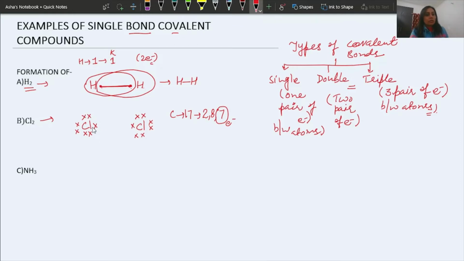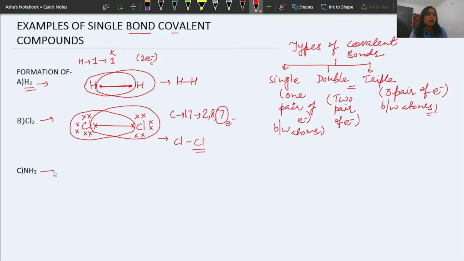Now, chlorine needs 1 more to attain the stable electronic configuration. So this chlorine atom will take 1 electron, or it will share this electron with the neighboring chlorine atom. Similarly, this chlorine atom will take 1 electron from its neighboring chlorine atom. So in this way again there is a sharing of 1 pair of electrons. So this is also an example of a single covalent bond compound.